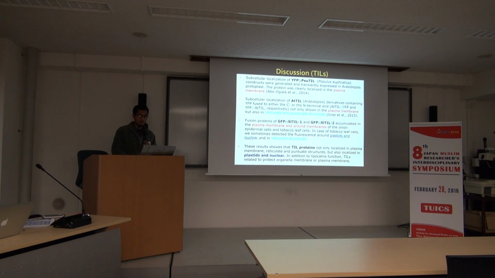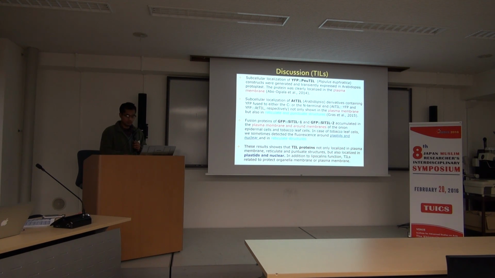Then we checked several papers. Abu et al. in 2014 said that this protein in Populus euphratica is clearly localized in the plasma membrane. But TIL in Arabidopsis, by Gross et al. in 2015, was localized in the plasma membrane and reticulate structure.